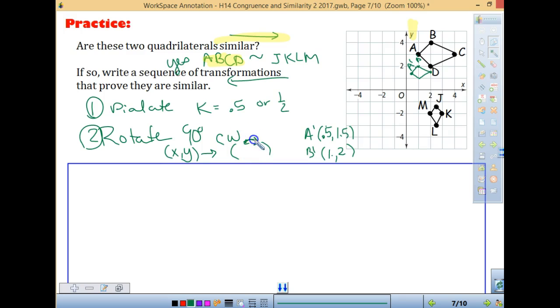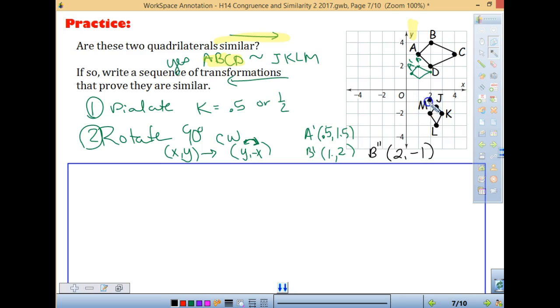Y, negative X. So I'm looking at my points and I'm thinking, where would B prime be? My B double prime would need to be at (y, negative x). So it would need to be at (2, negative 1).